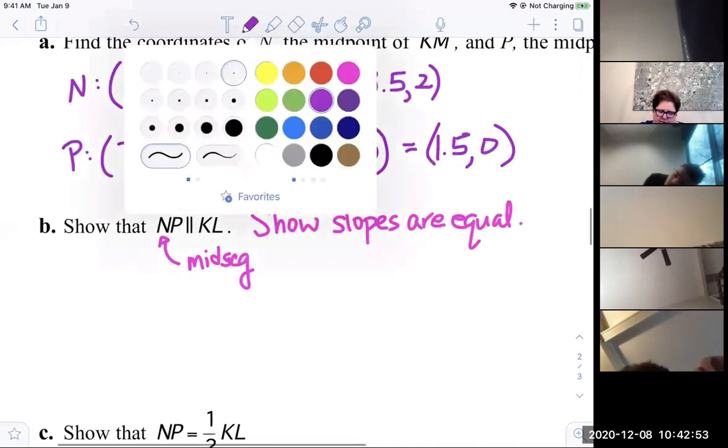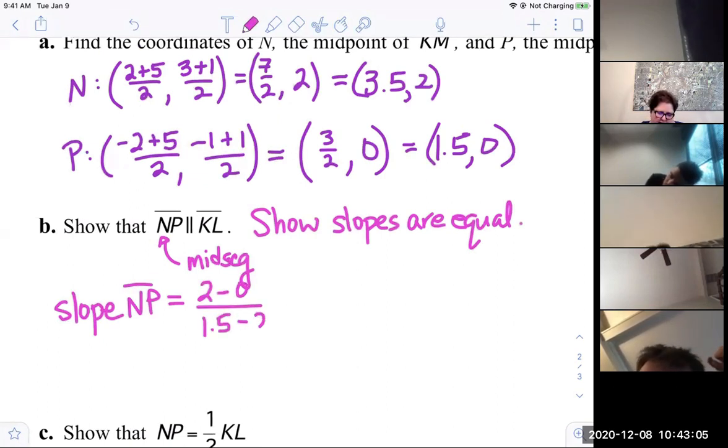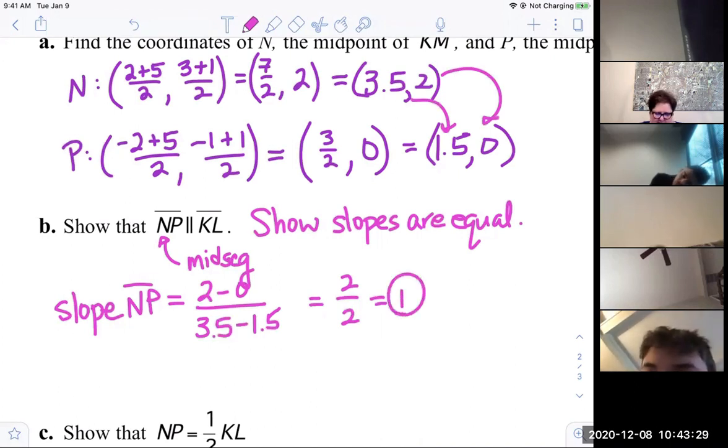So when we do the slope of segment NP, change in Y, 2 minus 0. Change in X, 1.5 minus... Oh, sorry, wait, I didn't do it in the same order. I thought I was doing the bottom minus the top, but I'm not. I'm doing the top minus the bottom. 2 minus 0, and then 3.5 minus 1.5. So 2/2 is 1. Okay, that slope is 1.